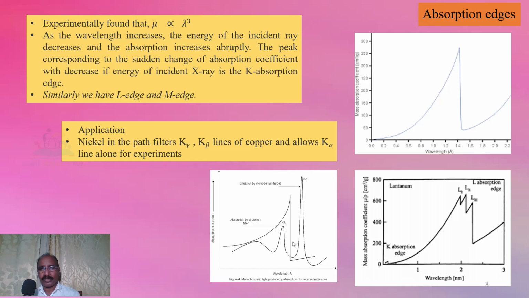So what to do? Therefore, we place a nickel filter in between. Nickel K alpha absorption edge will lie between the absorption edges of K beta and K alpha lines of copper or molybdenum. Therefore, nickel will absorb the unwanted lines, and the K alpha line of copper alone or molybdenum target alone will come out, and this could be used for X-ray experiments. So in this manner, we can filter out the monochromatic X-rays using the absorption edges.